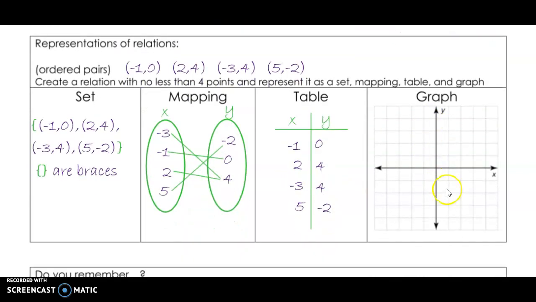Okay, and then a graph is a final way to represent a relation. You just plot them on an XY coordinate. So we had a point at (1, 0), a point at (2, 4), a point at (-3, 4), and one at (5, 2).